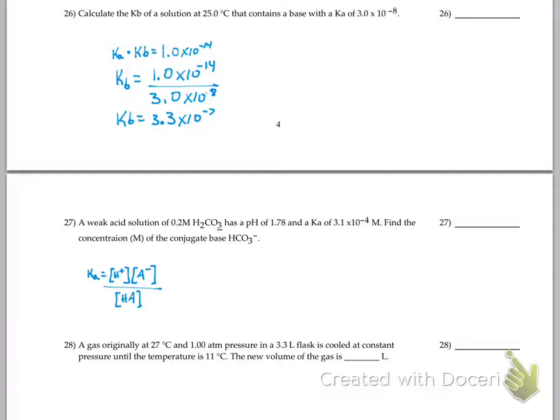Remember, if now we're using our dissociation constant formula, Ka equals H plus times A minus divided by our acid concentration, HA. If we fill in our variables, 3.1 times 10 to the negative 4th is going to equal our H plus concentration times X divided by 0.2 molar. So now our question is, you have to find one of two variables, the X or the H plus. Since we know the pH is equal to the negative log of H plus, we can calculate that.